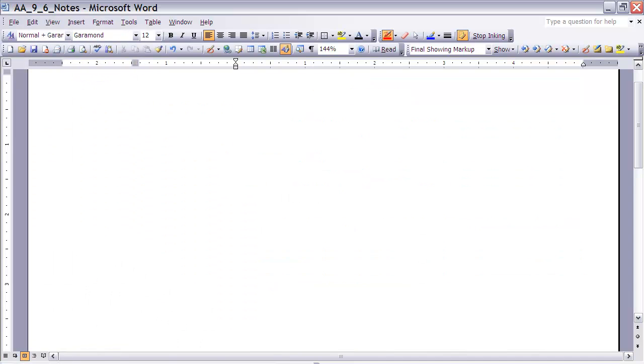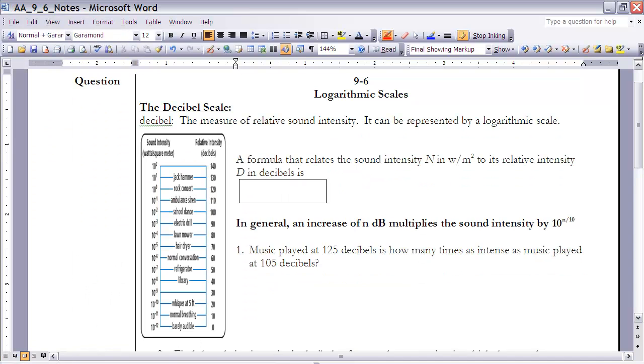This is the notes for section 9.6, logarithmic scales. If you haven't done so already, make sure you pause the video at this time and read the section before continuing on with these notes.